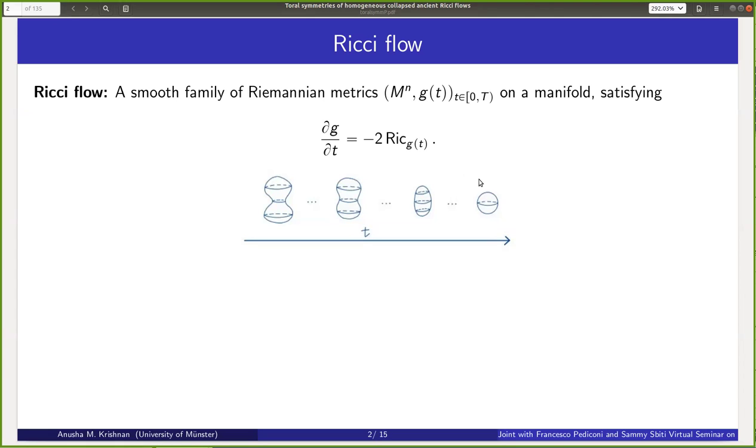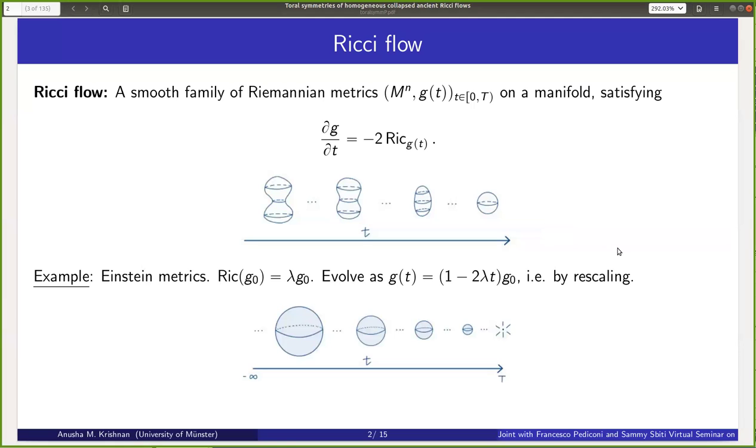So it's good to keep some examples in mind. And the simplest example to think of is Einstein metrics. So if your starting metric g0 is Einstein with the Einstein constant lambda, then under the Ricci flow, it evolves according to the following formula. That is, the metric at time t is just some rescaled version of the initial metric. And a good picture to keep in mind is the round metric on the sphere, which is just shrinking with time and it shrinks and becomes extinct in a point at some finite time.